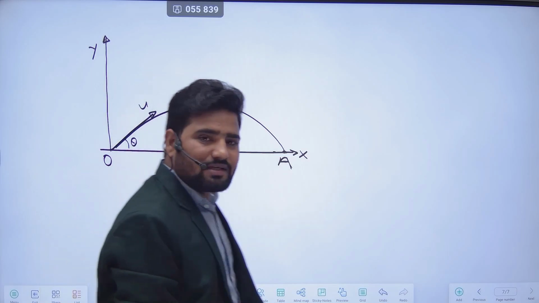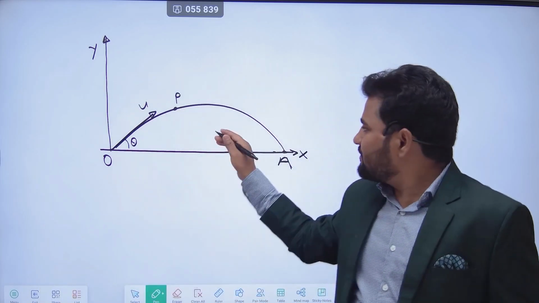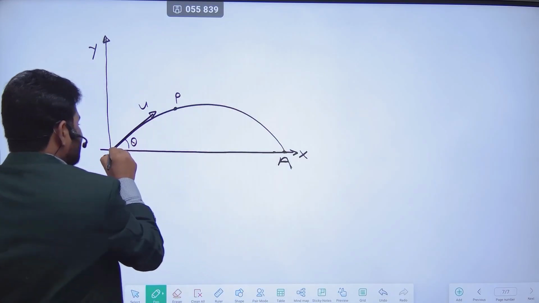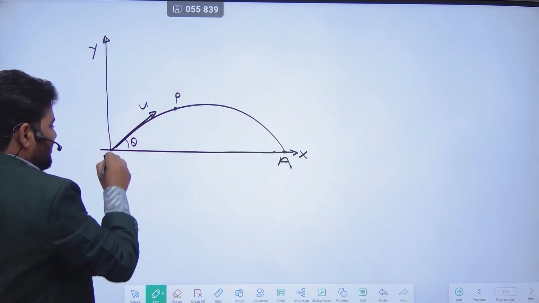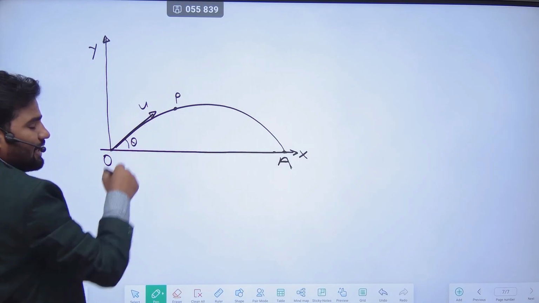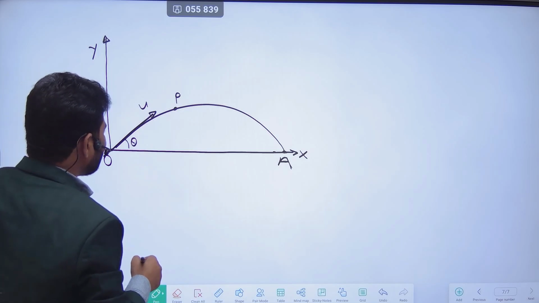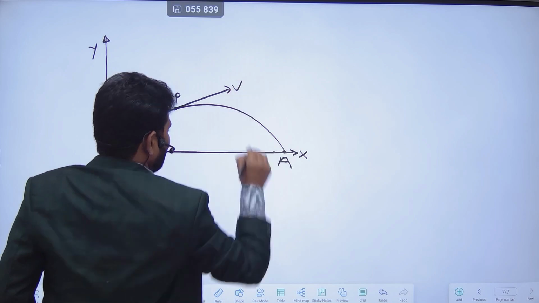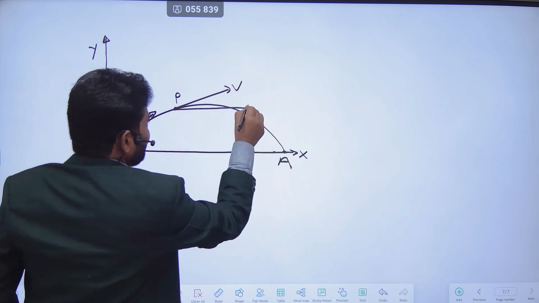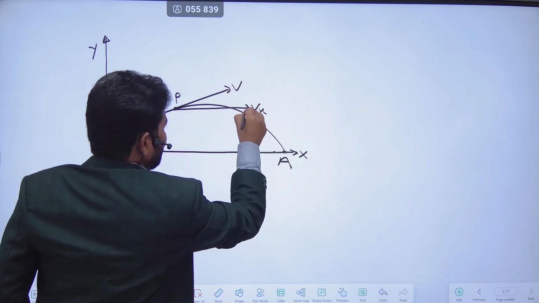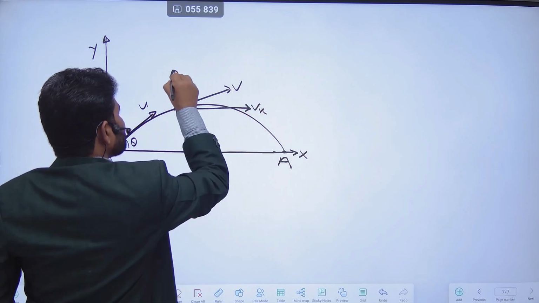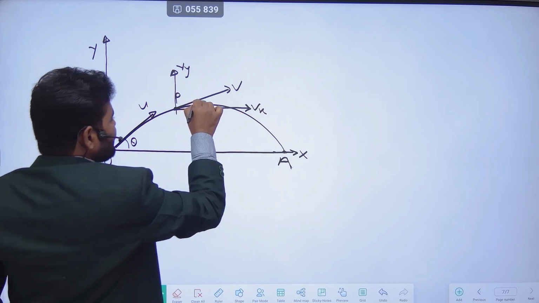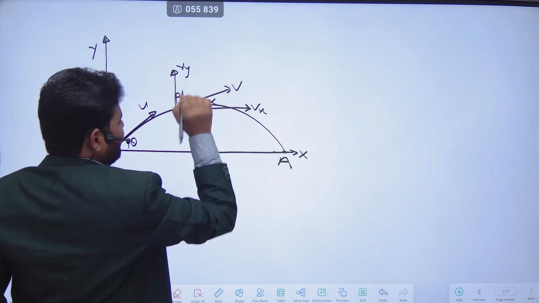So what is the net velocity there at point P during the projectile motion? Let's say the particle takes a time t to reach point P from O when it is launched at an angle of theta with velocity u. Let's say here the velocity is v, its horizontal component is vx and its vertical component is vy. Let's say it is at an angle of alpha.